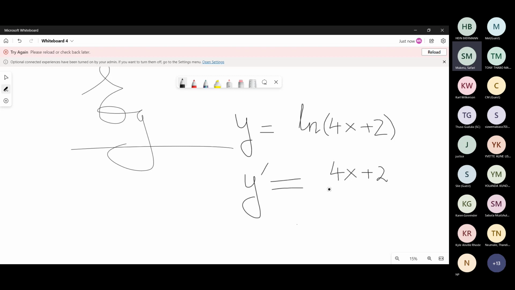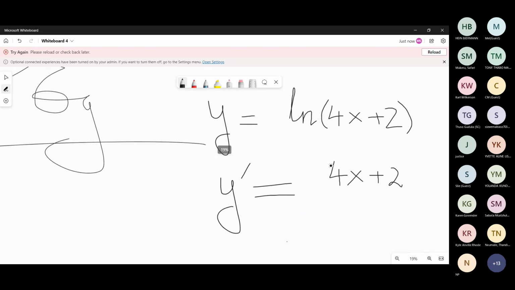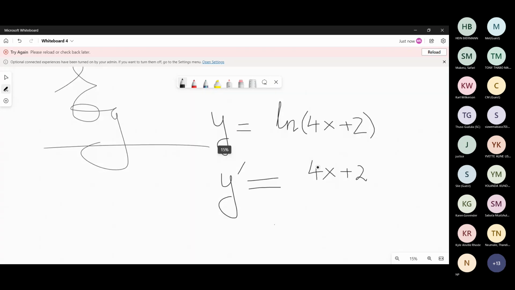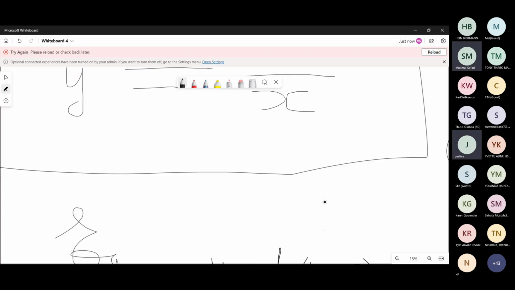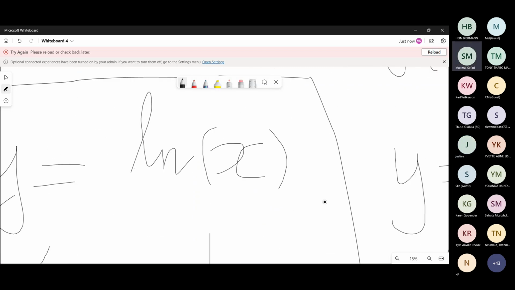We now have the function ln of another function, right? So to compute the derivative of this quantity, you take the derivative of the function, f prime, right? And you divide by what? Not by one. No, the same function here. By 4x plus 2.